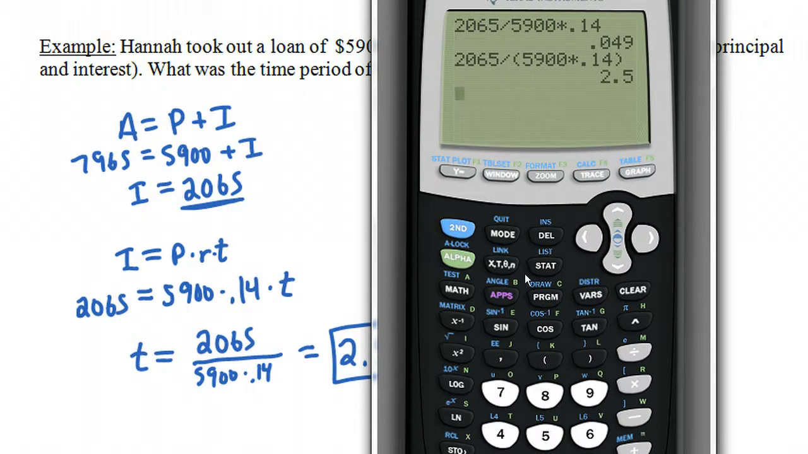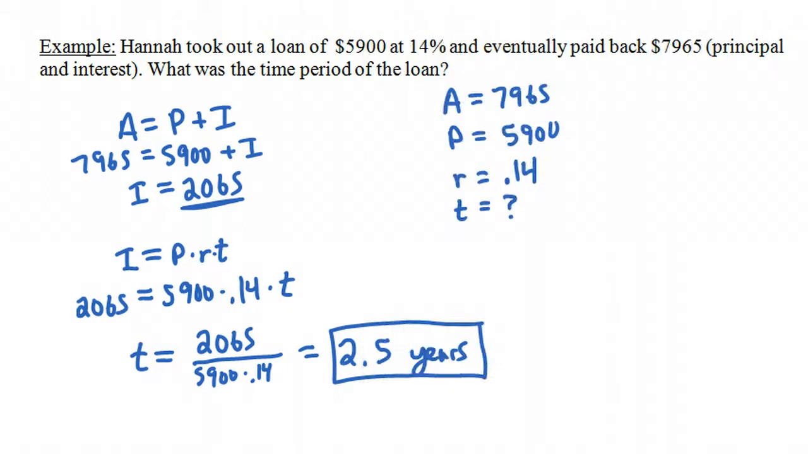Another way to do this would just be to do the 5,900 times the 0.14 first. You get 826. Then do the 2,065 divided by that. So 2,065 divided by 826, and we get the correct answer, 2.5. So you always have to be a little bit careful when you're plugging things into the calculator, especially in this chapter when we're dealing with interest and simple interest, compound interest, and so forth.